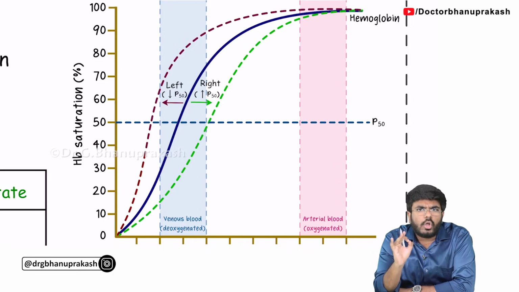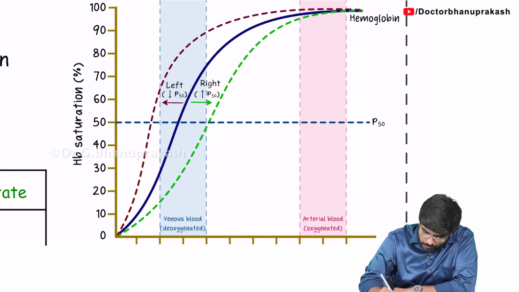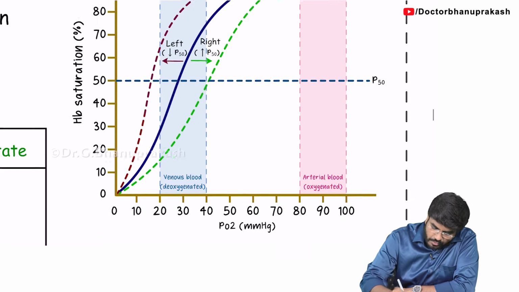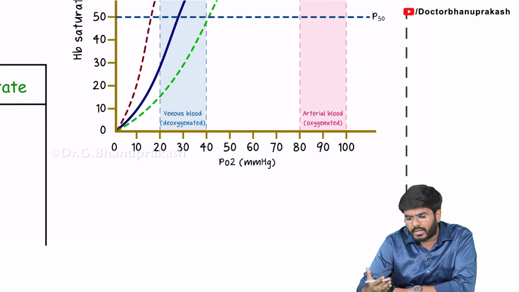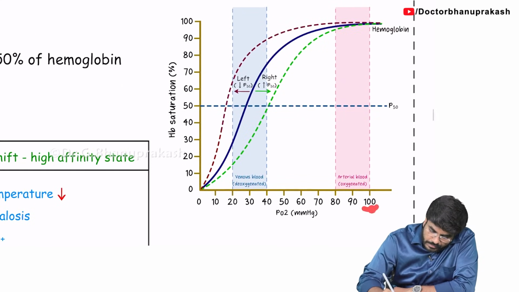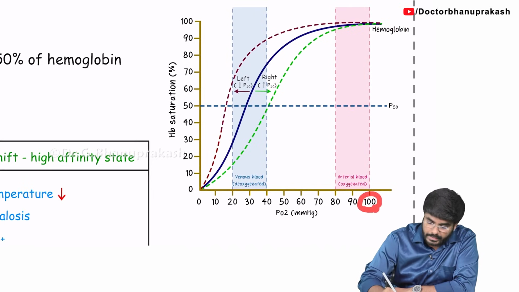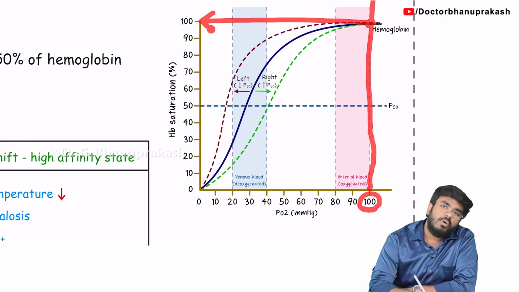So what is normal? I have already taught you that in the arterial blood, when the partial pressure of oxygen is 100, let's round up here, how much will be the hemoglobin saturation? All four oxygen molecules will be occupied. That is what I am showing you here. Whenever the partial pressure of oxygen is 100, the hemoglobin saturation is also 100. More the partial pressure, more saturation.